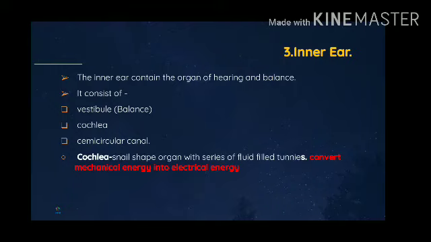Amplifier helps to transform the action of the ear. The last part of the ear is the inner ear. The main object of the inner ear contains the organ of hearing and balance. It consists of the vestibule, cochlea and semicircular canals. The cochlea is a snail-shaped organ with a series of fluid-filled tunnels. It converts mechanical energy into electrical energy.